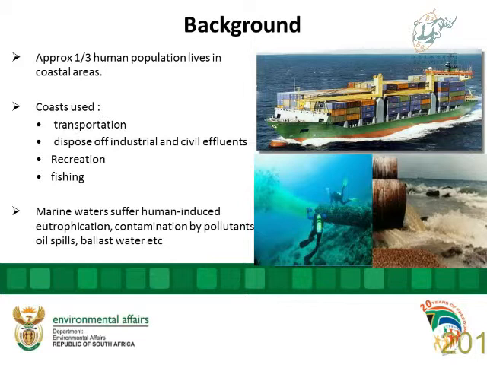Approximately one-third of the human population lives in coastal areas. Coasts are used for transportation of people and goods. They are used for disposal of effluents, municipal waste, and industrial effluents, and they're also used for recreation, such as surfing, fishing, and other things. As a result, our marine waters suffer from stress events such as human-induced eutrophication, and contamination by chemical pollutants, by oils, and also by ballast water.